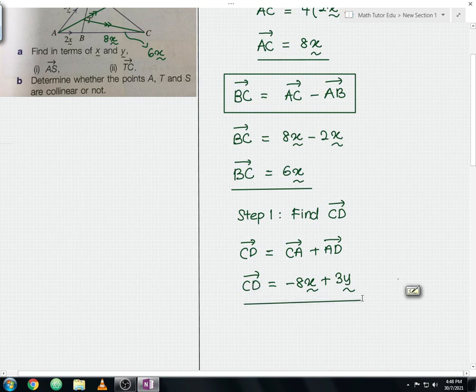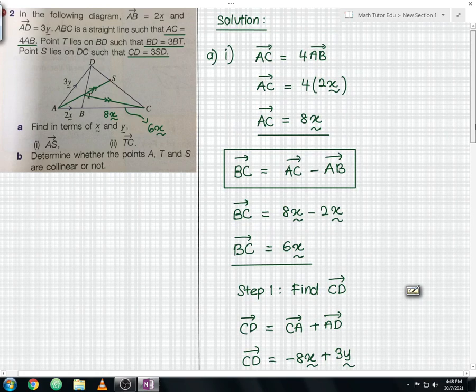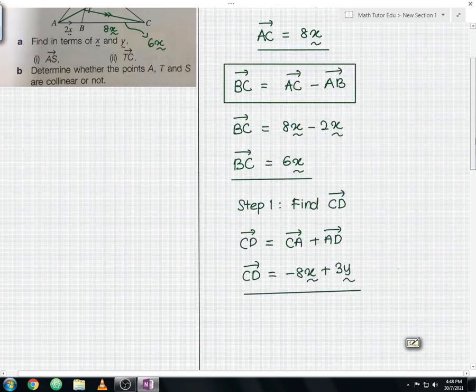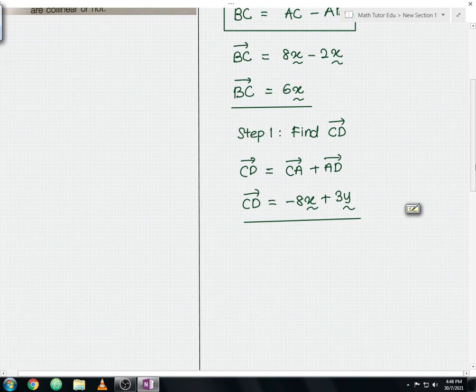Once you have found the vector CD, the next step is to find the vector SD. How are we going to do that? We can use this relationship where CD is equal to 3SD. I hope you are clear about this. Let me write down the working here. Step 2: find vector SD. Let me write down the relationship as well.